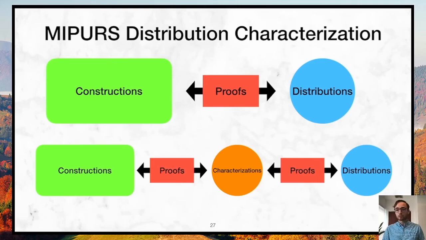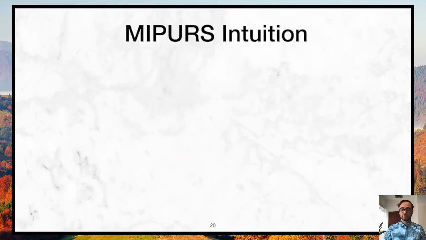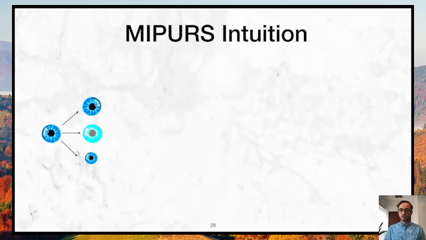This adds an extra step, but increases the ease of proving security for fuzzy extractors for distributions that match our characterization. MIPURS has a complex definition, so I'd like to provide some intuition. The adversary is given a description of a biometric distribution. This is not the sample that we take, E, but instead the distribution from which E is sampled.